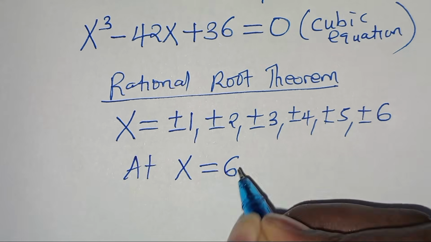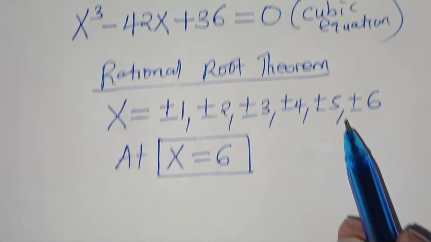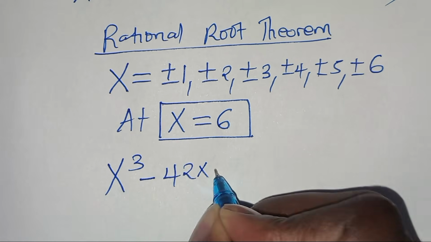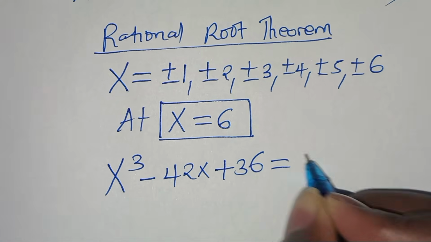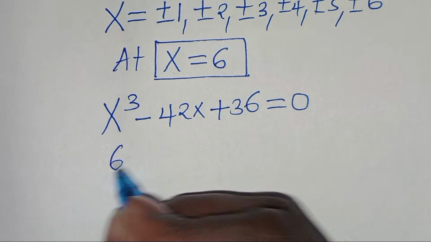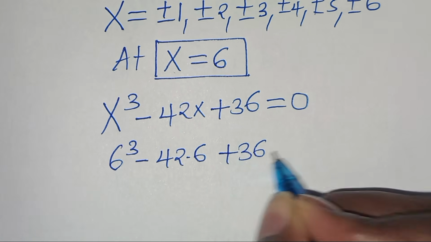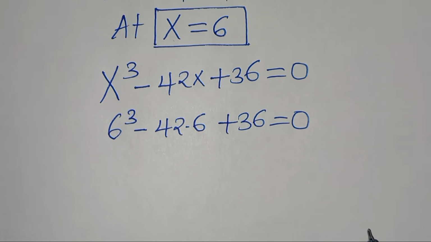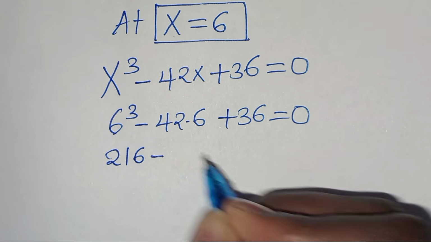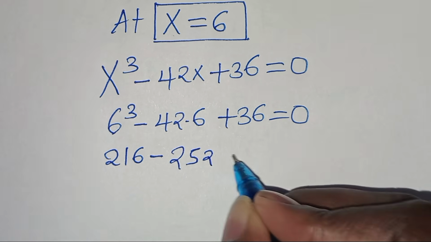equal to 6, if we substitute x equal to 6 in this cubic equation here, remember we have x to the power of 3 minus 42x plus 36, and this is equal to 0. So if we substitute x equal to 6 here, we have 6 to the power of 3 minus 42 times 6 plus 36. This is equal to 0. So this implies we have 6 to the power of 3, this is 216, subtract 42 times 6, and this is 252 plus 36.